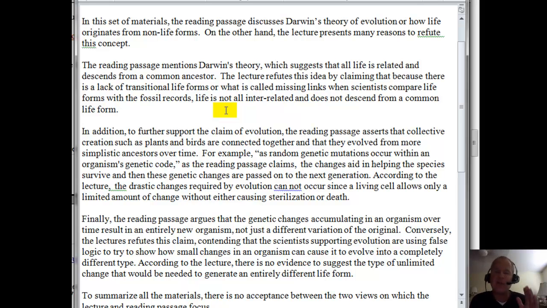So you have to find out, first of all, what are the key points being made in the reading passage, and then second of all, how does the lecture disagree with each of those points? And you want to try to organize your integrated writing practice test to show that organization.